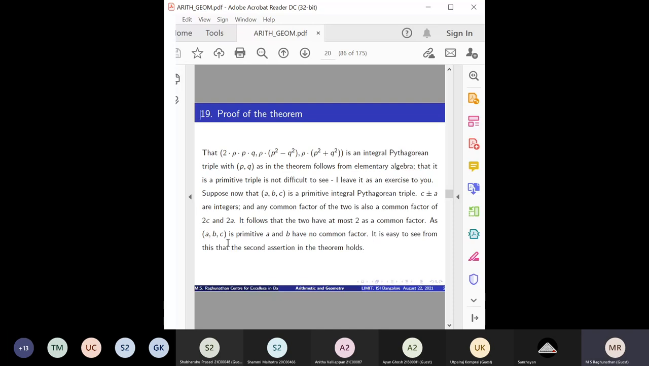As ABC is primitive, A and B have no common factors. It is then easy to see from this that the second assertion of the theorem holds, which tells you what all the primitive integral Pythagorean triplets are. I leave it to you to check the details.